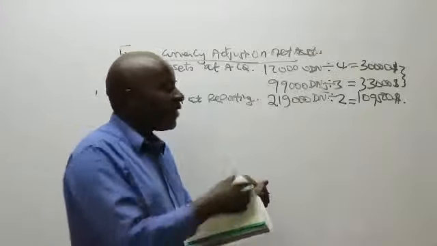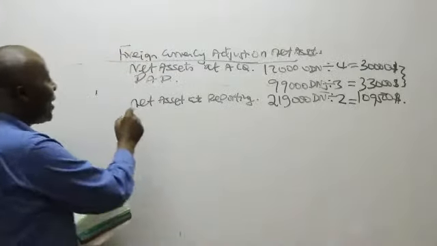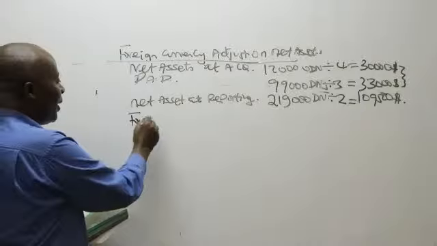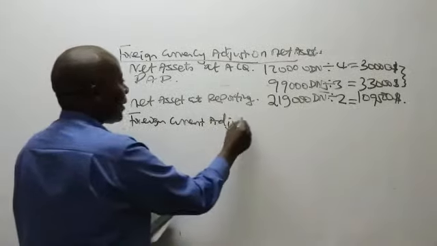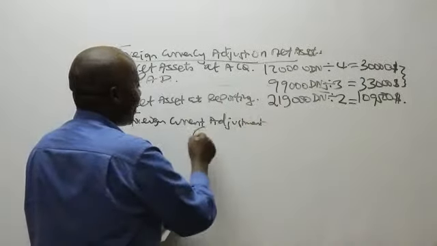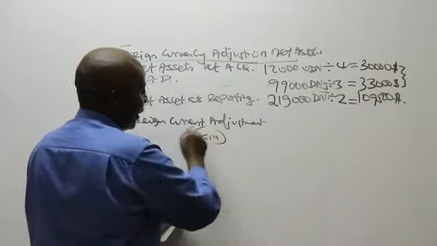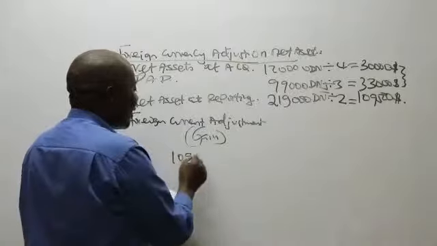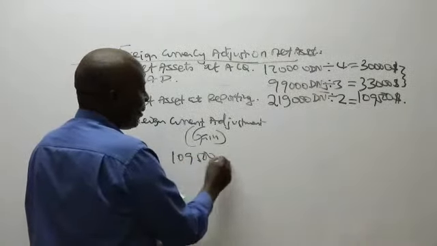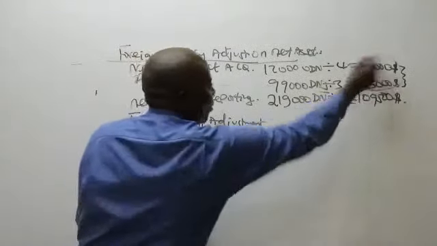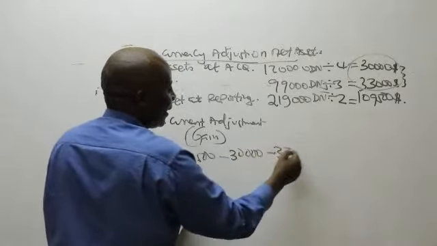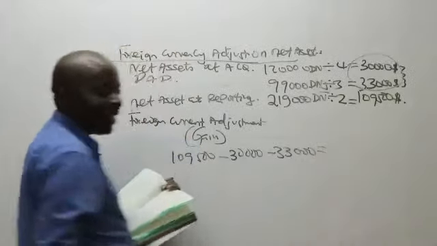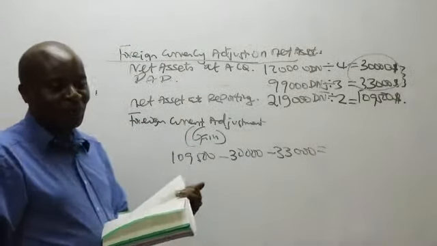So, ladies and gentlemen, for you to get the foreign currency adjustment on net assets, which will be a gain here, I can see it's a gain. What I'll do, I'll take the closing rate, 109,500, minus these two combined. I'm going to subtract 30,000 and 33,000. You'll be able to get your gain on net assets.